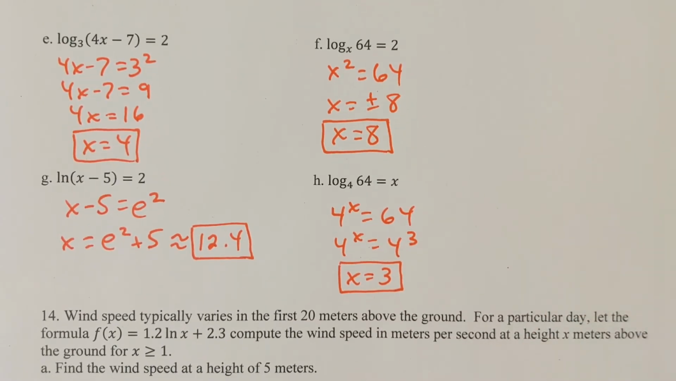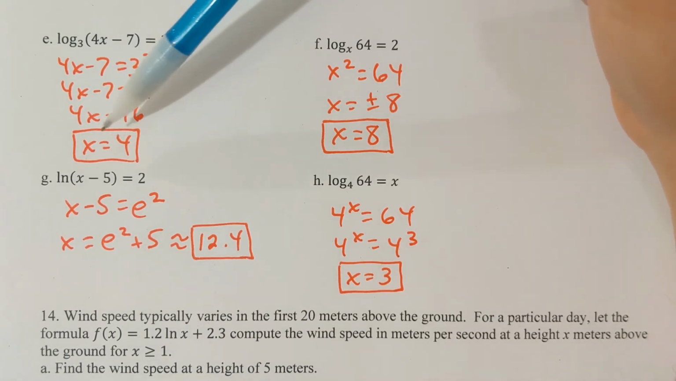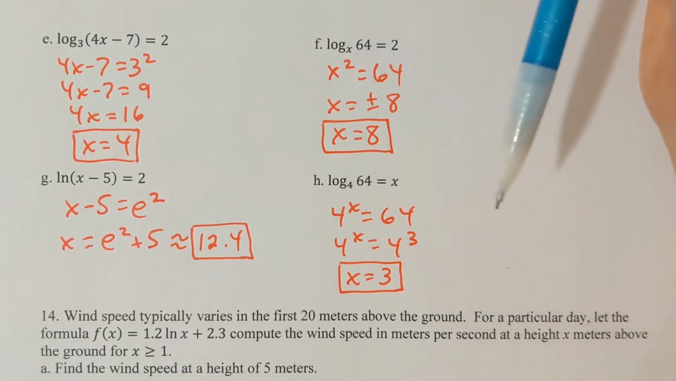Part E, solve for x. Well, again, I'd want to use the definition here. 4x minus 7, that's the input into the logarithm, so that's going to be all alone on the exponential. 3 is the base, so it's now going to be the base of the exponential. 2 is the y value, so that's going to be the power of 3. I no longer have the logarithmic notation there, which is what I like. 3 squared is 9. If you add 7 to both sides and then divide by 4, you get x equals 4 as the solution.